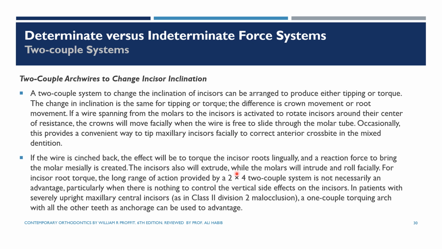This explains what I said. Give you a chance also to read how we can use a two-couple system to change the inclination of incisors in a better way than doing it with 2x4, like in the example of class 2 division 2 malocclusion.